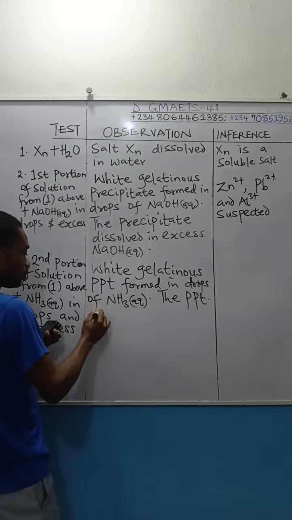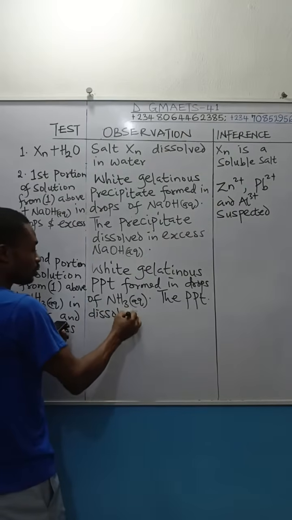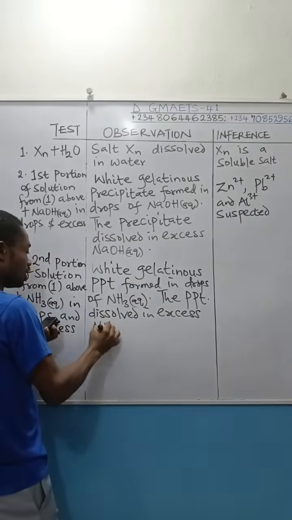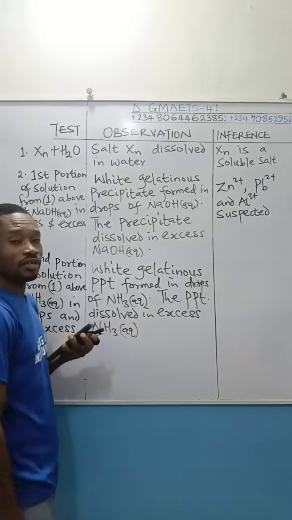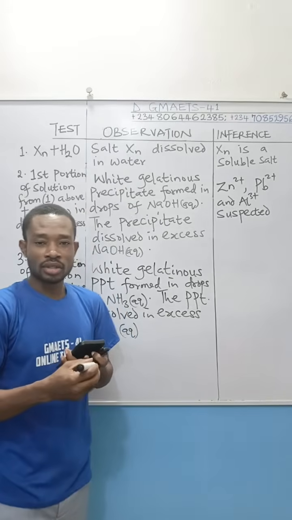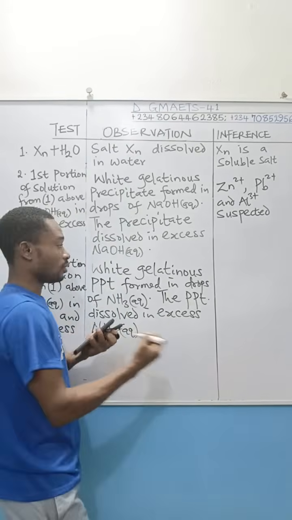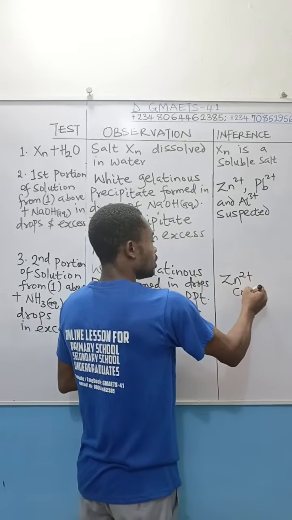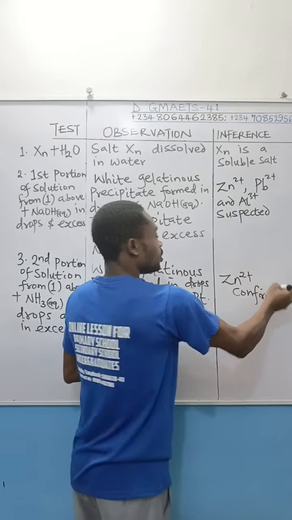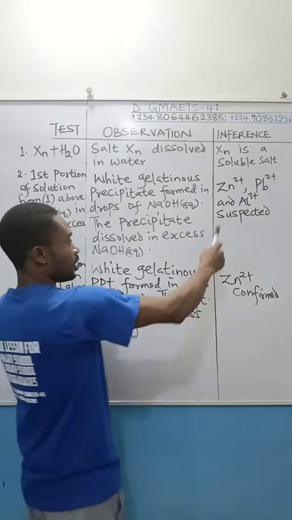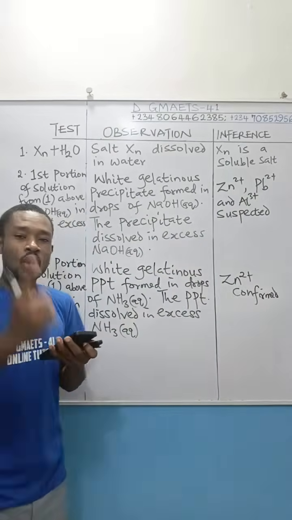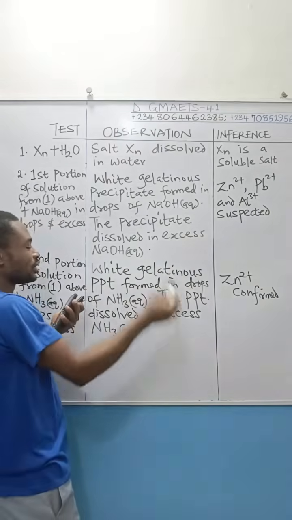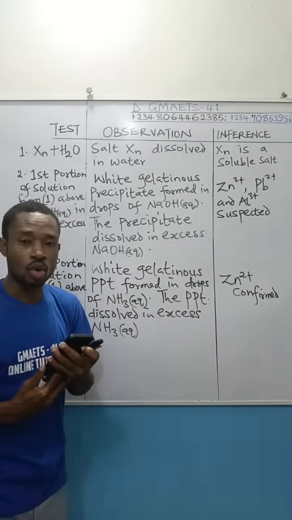The precipitate, PPT, dissolved in excess NH3 aqueous. It dissolved in excess NH3, all right, aqueous solution of it. With this, I will now conclude here that zinc is confirmed. The reason: out of these 3 ions, it is only zinc that will produce a precipitate which will dissolve in excess of aqueous ammonia.